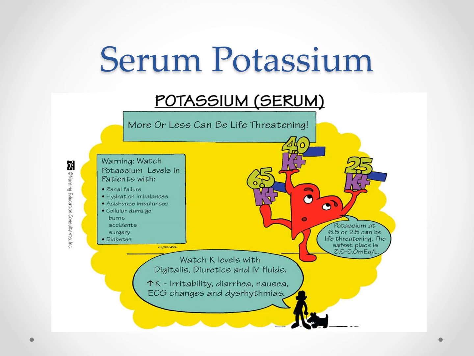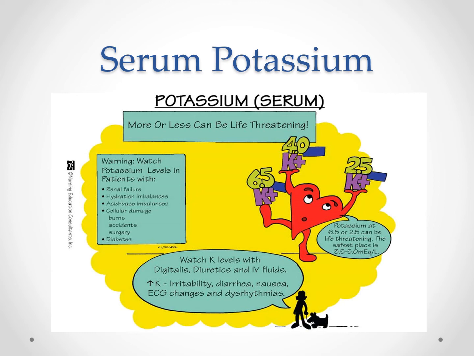Watch the K levels with the digitalis, diuretics, and IV fluids. Increased K causes irritability, diarrhea, and nausea. That's interesting. And dysrhythmias. So it increases, so it excites, so it causes dysrhythmias if it's high. Ooh, I can see how that works, right?